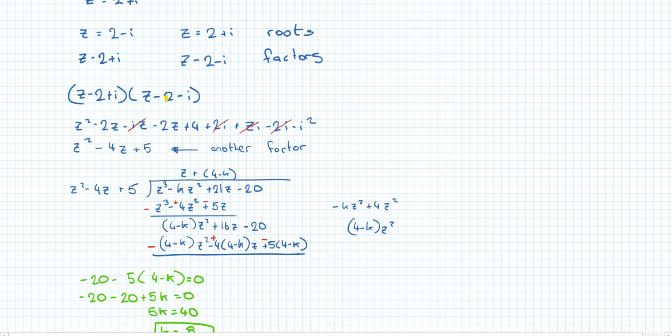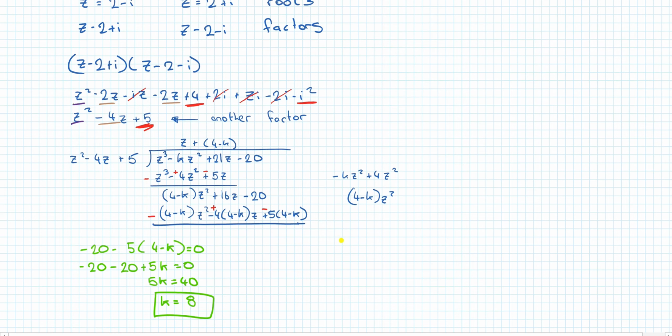z by z is z squared, z by minus 2 is minus 2z, z by minus i is minus iz, minus 2 by z is minus 2z, minus 2 by minus 2 is 4, minus 2 by minus i is plus 2i, i by z is zi, i by minus 2 is minus 2i, i by minus i is minus i squared. Lots of that cancels, as you can see. We're happy z squared stays there. Minus 2z, minus 2z. And here, 4 and minus i squared gives 5. So this should divide in evenly into the equation.